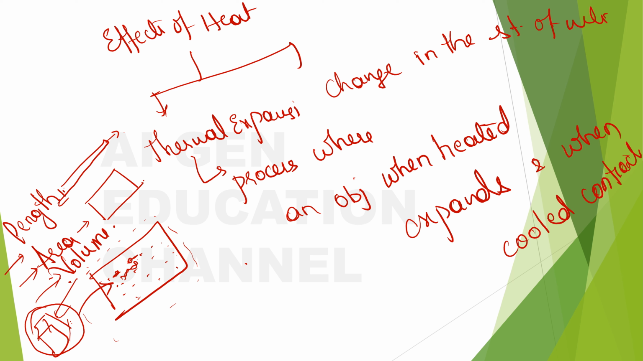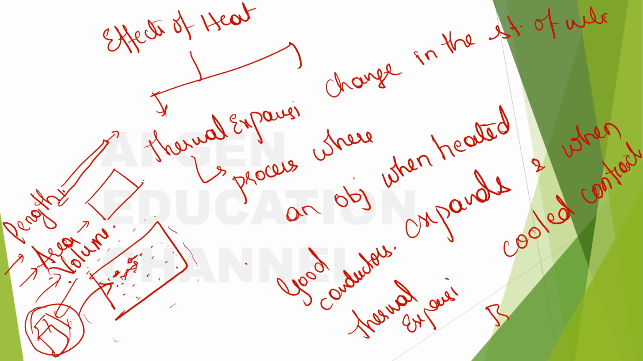In some materials, like in metals which are good conductors, you can see that this thermal expansion is more as compared to bad conductors. Bad conductors will show less amount of thermal expansion as compared to the good conductors, right? So a high rate of expansion can be seen in good conductors of heat.